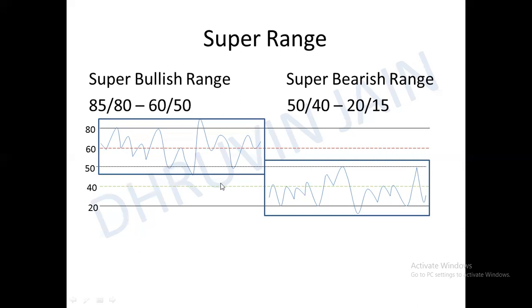Same in the reverse, it's the super bearish range. When price moves in a super trending nature of downtrend, of lower high, lower low structure, you will see that RSI moves between the range of 50-20, or sometimes to the extremes of the 15 region, where very, very strong sellers are present.